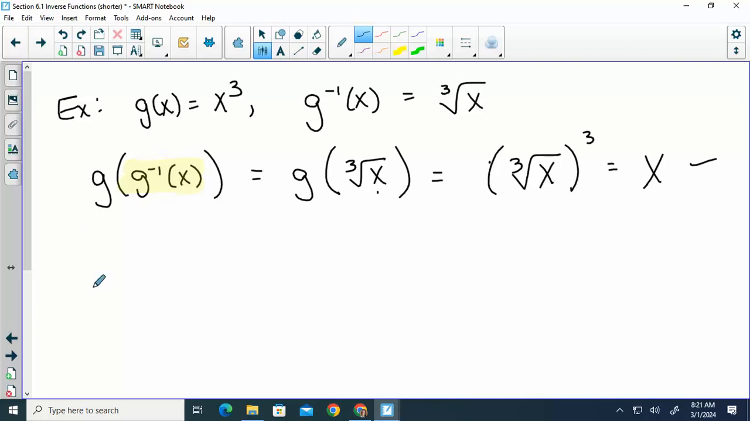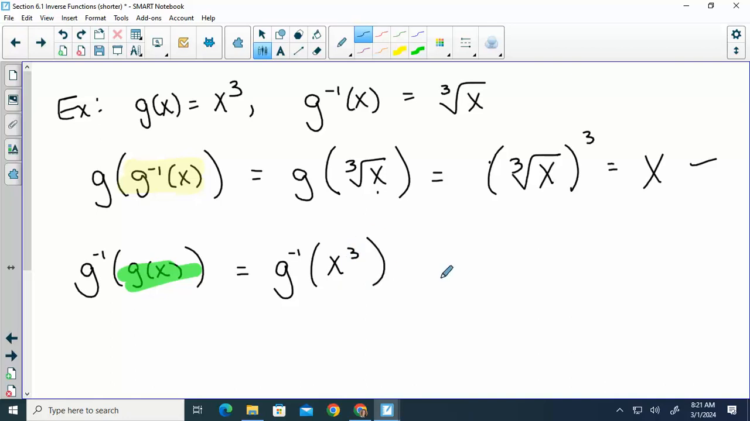So I just need to do the composition in reverse. So g inverse of g of x. So you start on the inside. G of x was x cubed. Putting that into the inverse. So we have the cube root of x cubed. And the cube root and the cube, again, cancel and we get x.